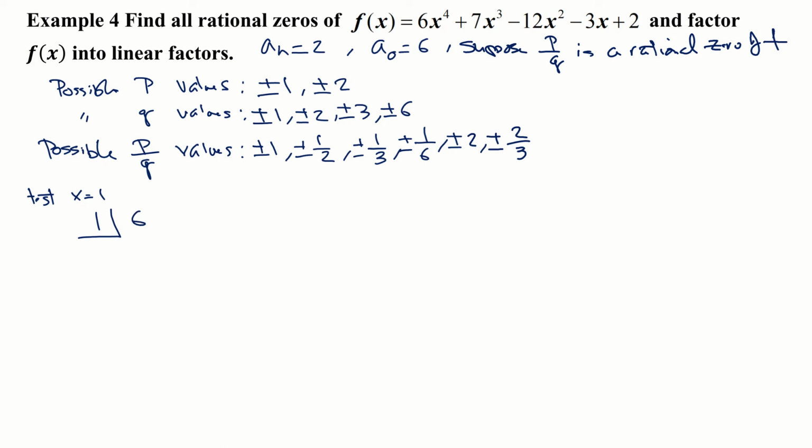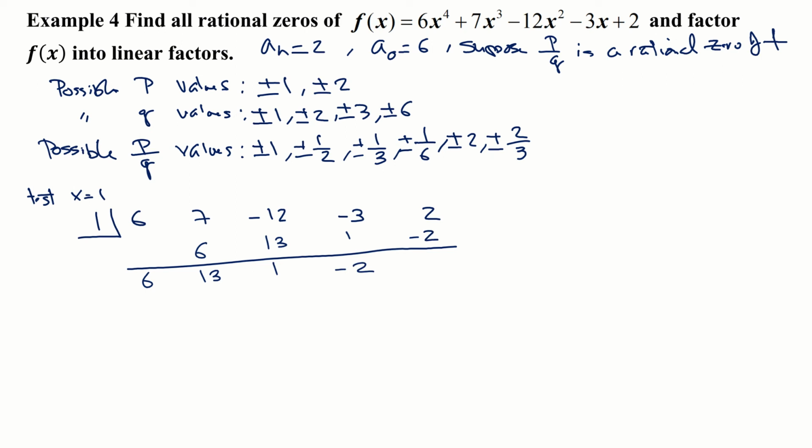So 6, 7, negative 12, negative 3, and 2. We drop the 6 down. 1 times 6 is 6. Now 6 and 7 is 13. 13 times 1 is 13. Minus 12 is 1. 1 times 1 is 1. And negative 3 is negative 2. 1 times negative 2 is negative 2. And that gives us 0. So we got really lucky. Our very first attempt worked out.